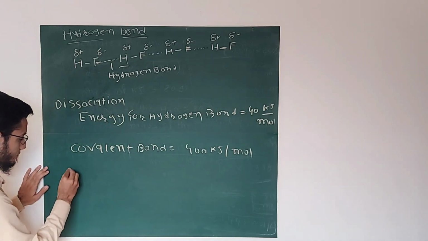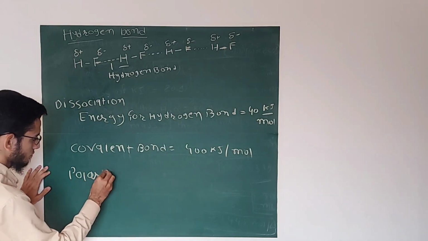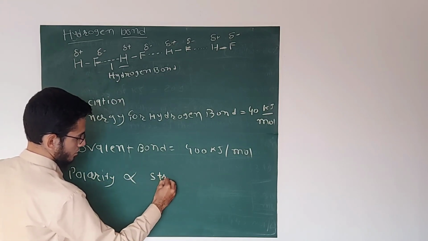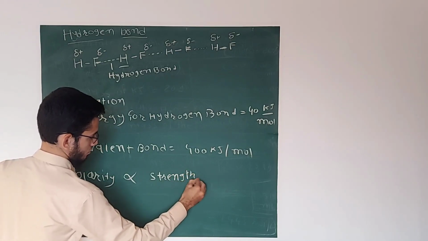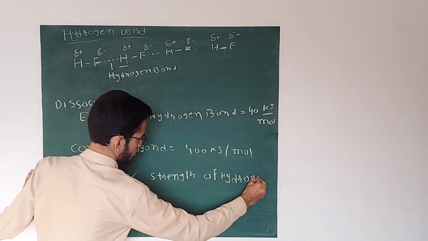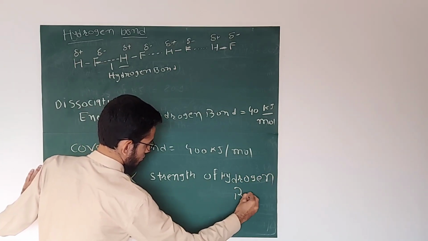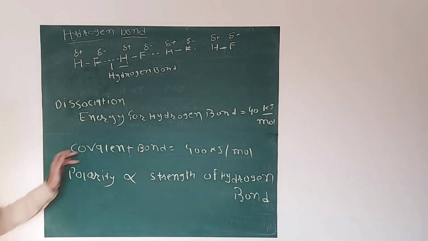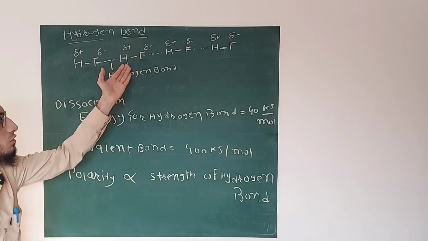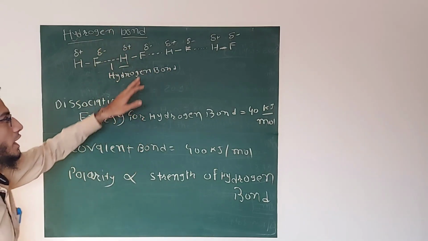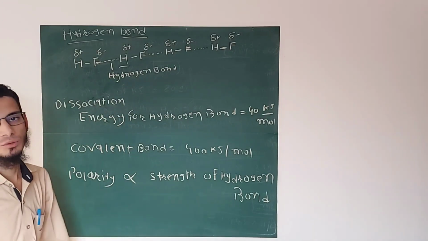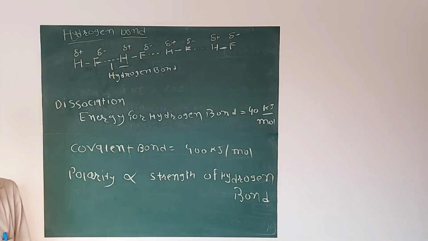Okay, so the polarity is directly proportional to the strength of hydrogen bond. The more the polarity of the bond, the more the partial negative charge on the electronegative atom, and the stronger the hydrogen bond. So this is the cause of hydrogen bond. Polarity is the cause of hydrogen bond.